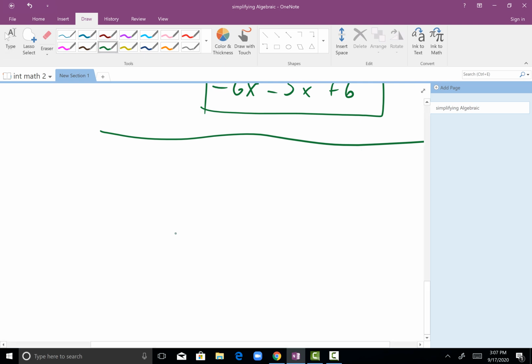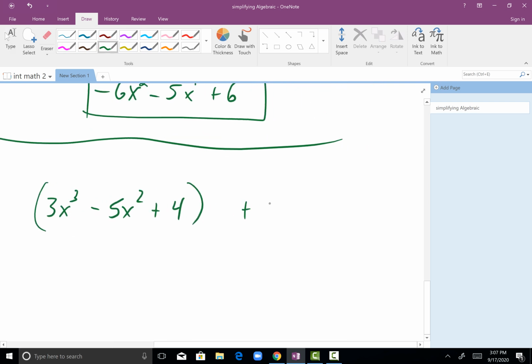All right, let's try some more here. Let's get it a little bit harder, though. How about that? 3x cubed minus 5x squared plus 4. Put that like that, and then I'm going to go plus 2x squared minus 5x plus 8.